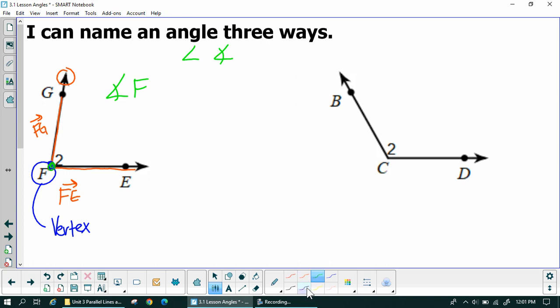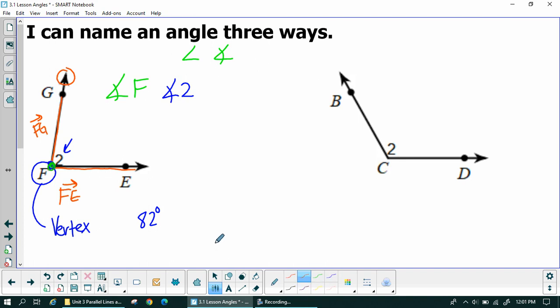The other way we can name it is if there's some sort of label. So here we have a label inside of the angle. There's no little degree measure. If that was telling us how big the angle was, let's say maybe it was 82, there would be a little degree symbol there. So this just says 2. That doesn't mean it's 2 degrees. That means we can call it angle 2.